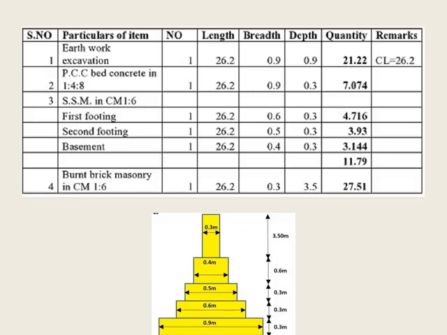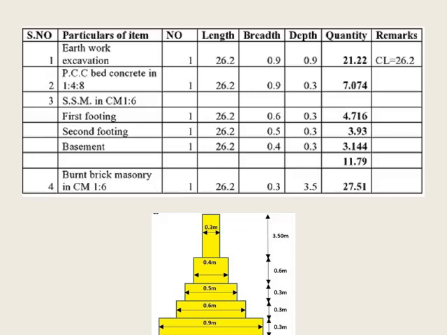Similarly, calculate the next item of work, that is PCC bed concrete 1:4:8. Again the number is 1 and the length remains unchanged, 26.2. The breadth is the same as that of earthwork excavation, 0.9. And the depth of PCC bed concrete 1:4:8 is 0.3, given in the section. Please note down that 0.3. Then if you multiply 26.2 by 0.9 by 0.3, you will get 7.074 meter cube.